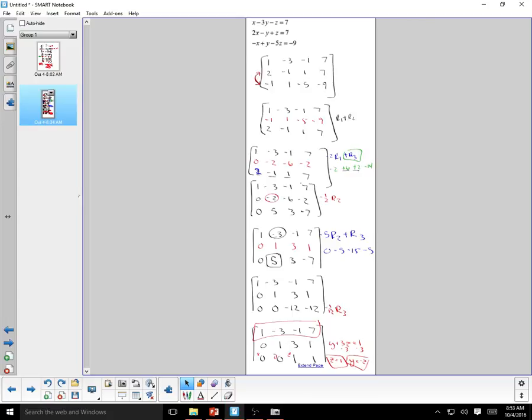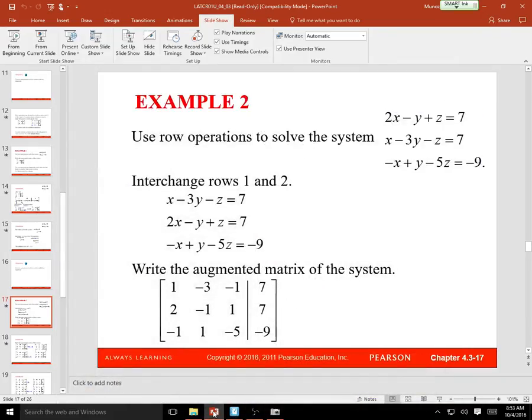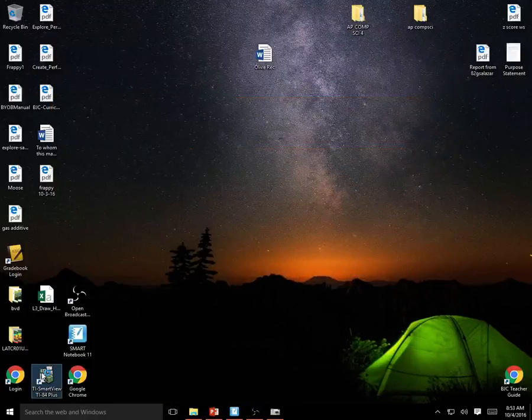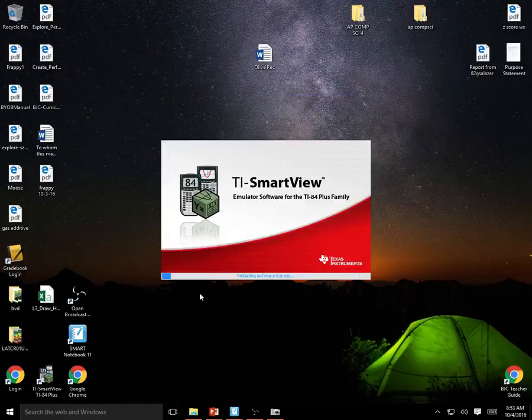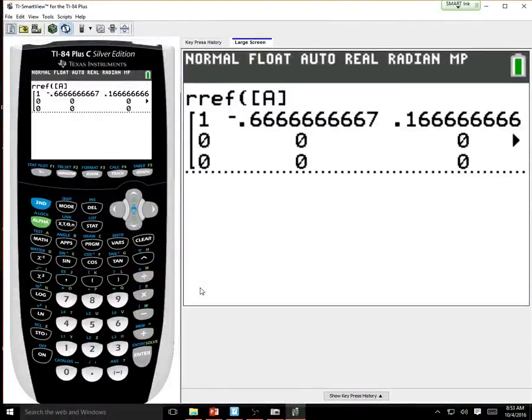Let's just get ourselves a TI-84. Oh yeah, you can actually do this on your calculator as well, the row swapping and all that good stuff. I think I showed it to you guys, didn't I? So if you go into, let me minimize this. It's already done. You're done. So it was 2, negative 2, 1.